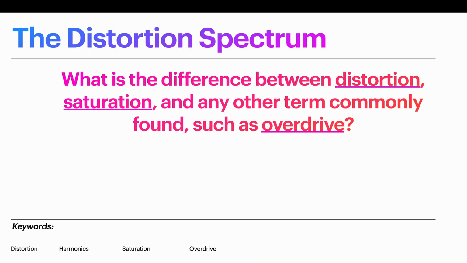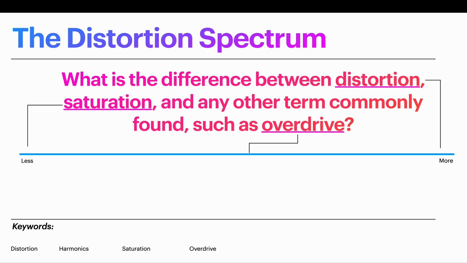Okay, so again, I just want to bring up these keywords that we should have: obviously, distortion, harmonics, saturation, and overdrive. So overdrive and saturation is something that I want to talk about in this slide. What is the difference between saturation, overdrive, and distortion?